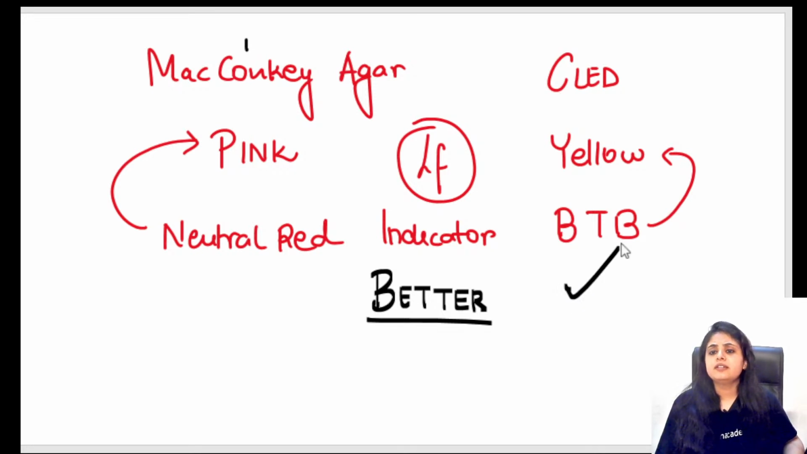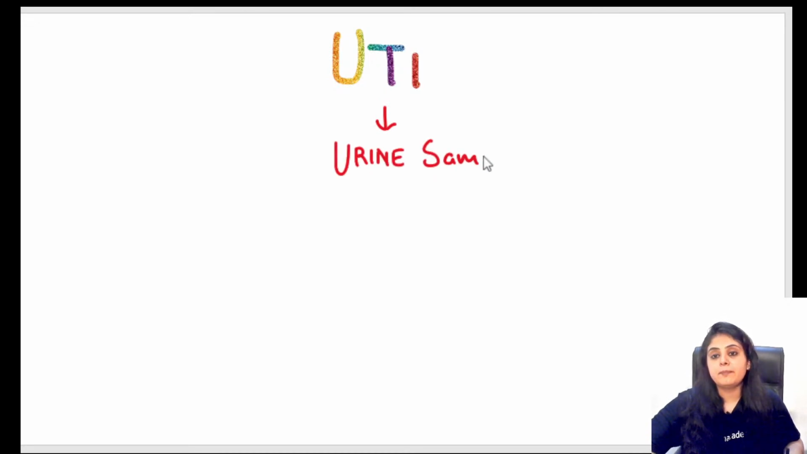Now why is CLED considered better over MacConkey? They are doing the same work, telling me about the same lactose fermentation. You'll understand only when you understand why you are using them. Tell me one classical scenario in which I will say put your sample in MacConkey or in CLED. You'll say, ma'am, when I'm dealing with a patient of urinary tract infection. That means I am going to get a urine sample. And which kind of organisms cause UTI?